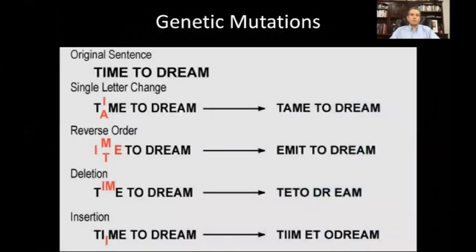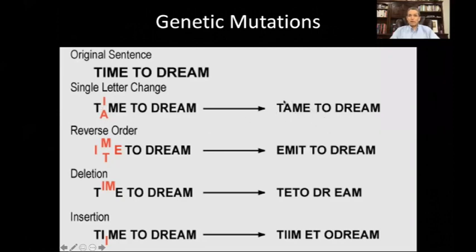Now, here are some examples of genetic mutations. So we're going to take this original sentence, time to dream. And every space is going to stay the same. First word's going to have 3 letters, next one's going to have 2, and the next one's going to have, well, at least 5. You'll fill it up in a row. And here you have a single letter change. So instead of saying time to dream, we're going to say tame to dream. It's the same number of letters in each one. It's almost the same sequence, but it's an entirely different meaning. Tame to dream is different than time to dream.